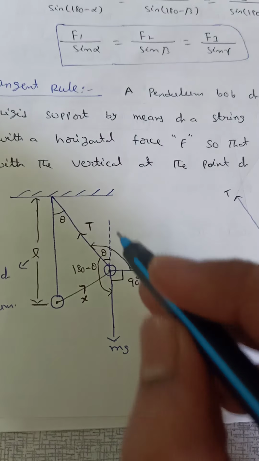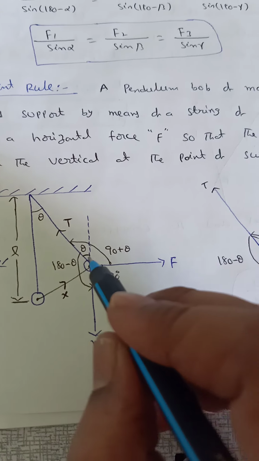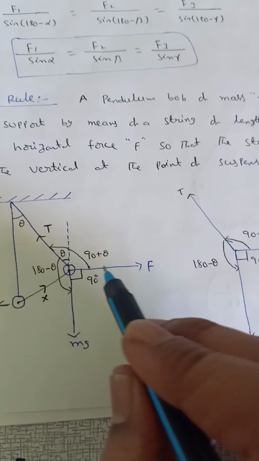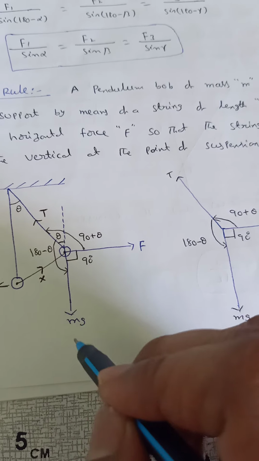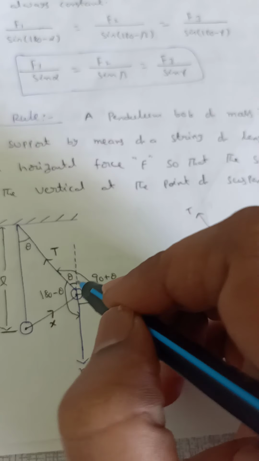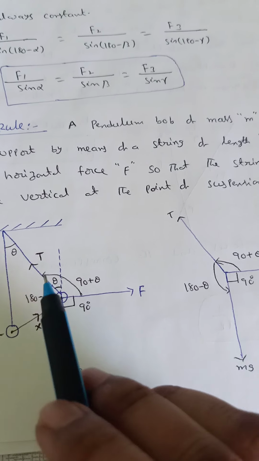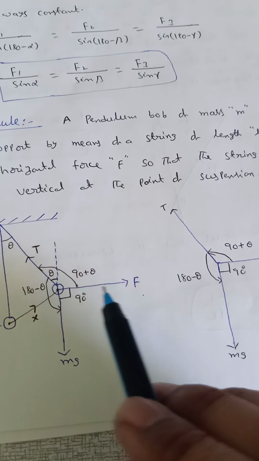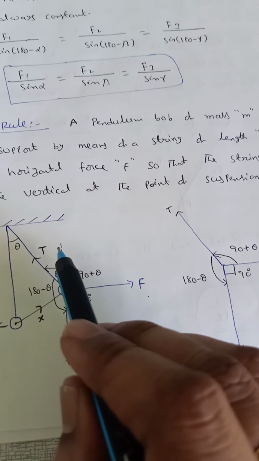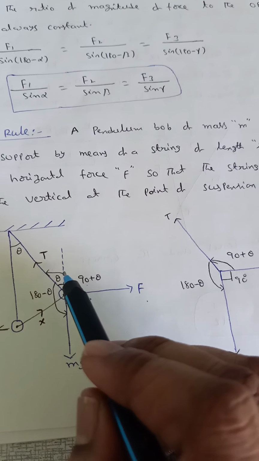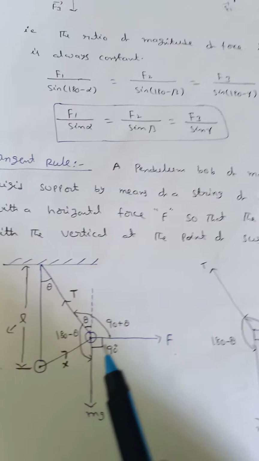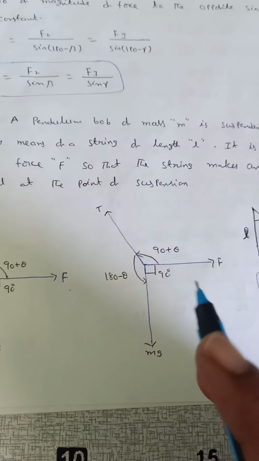This is the tension in the string. This is the angle with the vertical, and this is also theta, the same angle. There is the horizontal force F, and along the vertical direction, vertically downwards, is the weight. According to Lami's theorem, the angle between T and F is 90 plus theta. And the angle between T and mg, from the total angle 180 and theta, is 180 minus theta.